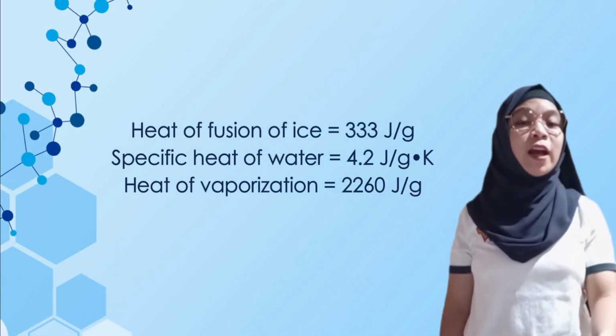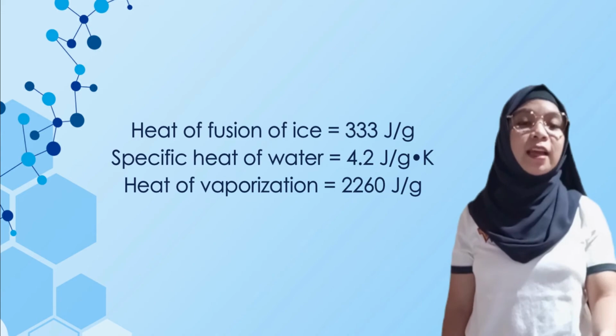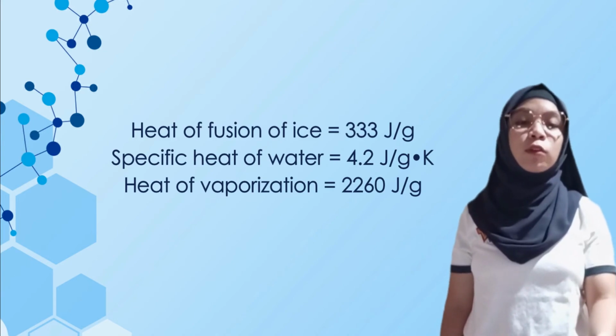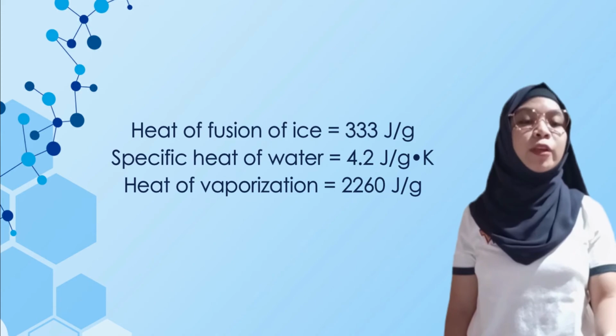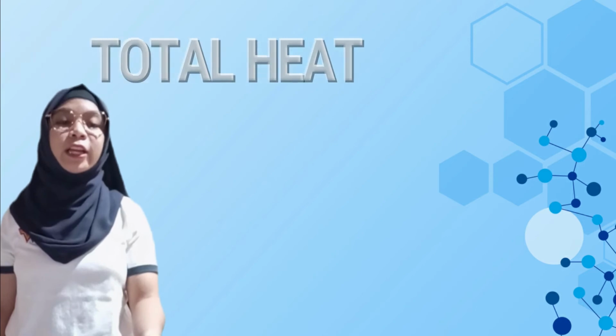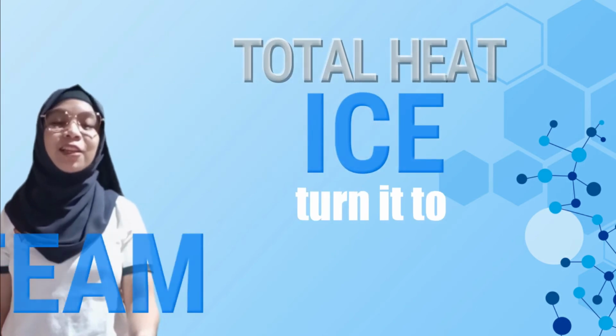Here we have the heat of fusion of ice equal to 333 joules per gram. Specific heat of water is equal to 4.2 joules per gram Kelvin. And heat of vaporization is equal to 2,260 joules per gram. Please remember and take note of these because we will use them in getting the total heat energy to take ice and turn it to steam.